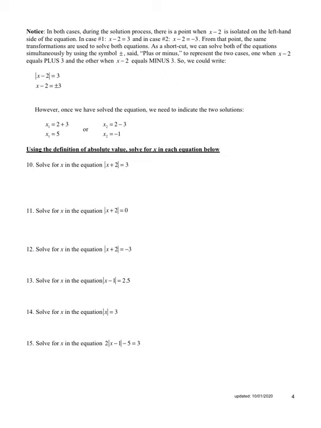So in both cases, during the solution process, there's a point where x minus 2 is isolated on the left-hand side. It is only at that point that you can do the little trick, where you set the inside of the absolute value expression that you've isolated equal to the plus or minus of the right-hand side. So let's go ahead and do a few examples.